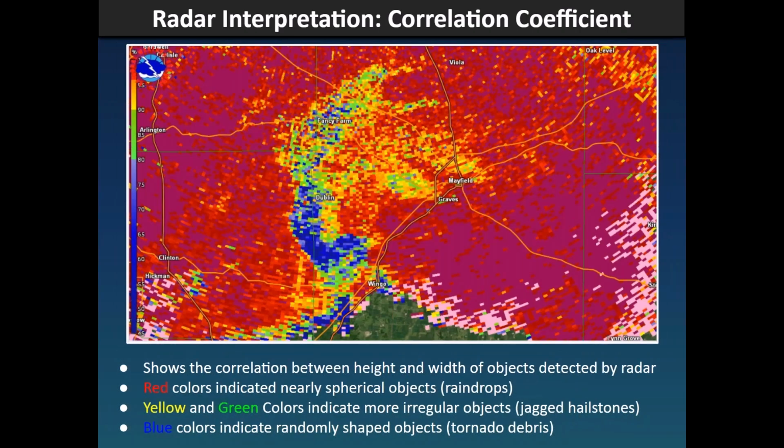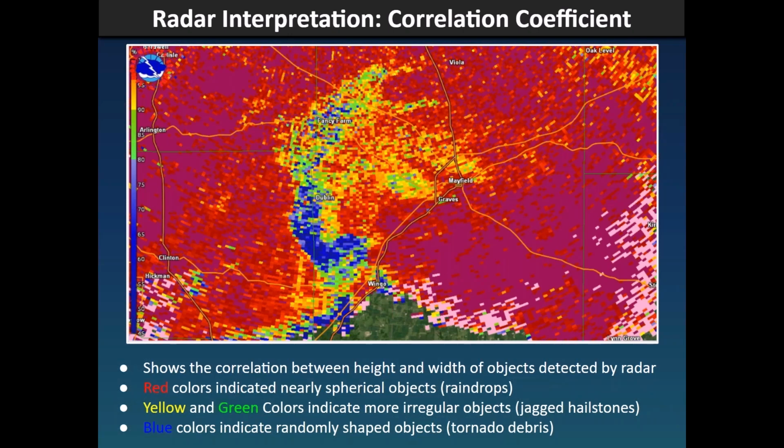So another thing you can look at that's more advanced is called correlation coefficient. This is basically the correlation or the relationship between height and width of objects detected by radar. So where you see all these red colors is where the values are close to 1. So what that means is the object is about the same height as it is wide. So think of a raindrop.